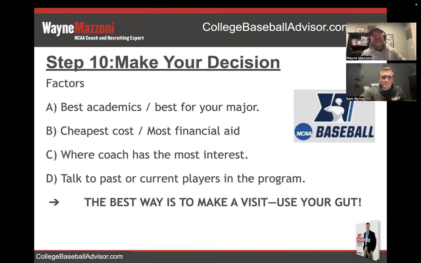So I always say if all things are equal, I would do one of the following. I'd pick the better academic school or the school that's better for my major. I would pick the school that is cheaper out of pocket or is giving me more financial aid. I might pick the school where the coach actually is showing you the most love and seems to actually have the best relationship with you.